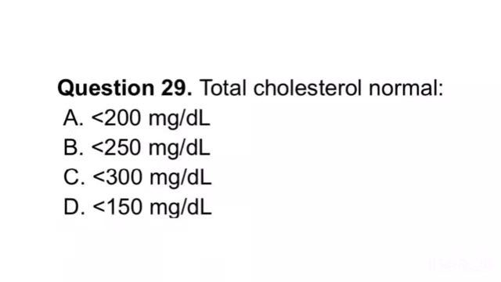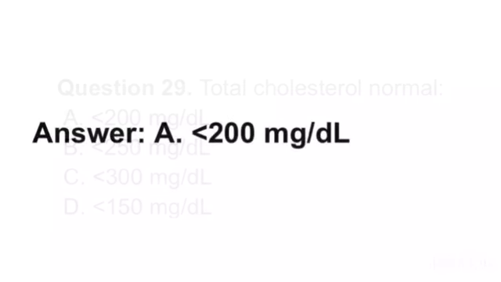Total cholesterol normal. A, less than 200 milligrams per deciliter. B, less than 250 milligrams per deciliter. C, less than 300 milligrams per deciliter. D, less than 150 milligrams per deciliter. Answer A, less than 200 milligrams per deciliter.